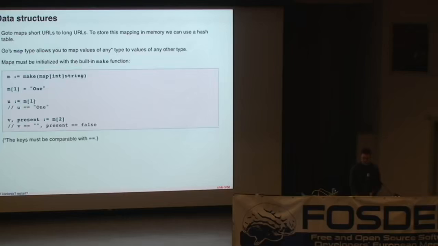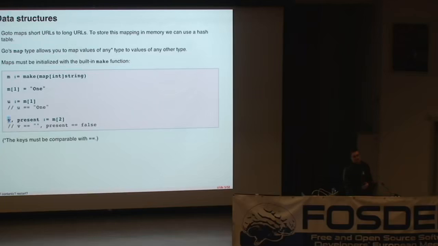And to pull it out is the exact opposite. So u would now equal the string 1. The first bit of unusual Go syntax we're encountering here is this multiple value return. So with this expression m[2], we can actually extract two values from it. And the first value would be the value stored at 2.